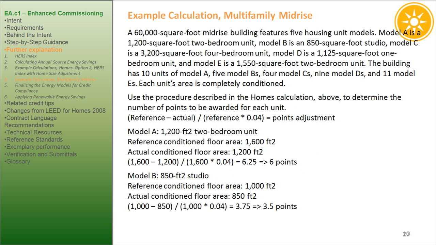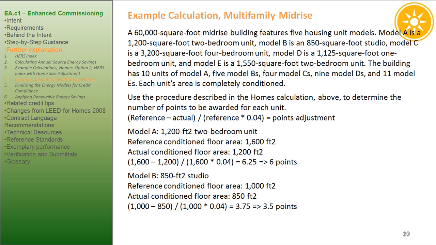Example calculation: Multifamily Midrise. A 60,000 square foot Midrise building features 5 housing unit models. Model A is a 1,200 square foot 2-bedroom unit. Model B is an 850 square foot studio, Model C is a 3,200 square foot 4-bedroom unit, Model D is a 1,125 square foot 1-bedroom unit, and Model E is a 1,550 square foot 2-bedroom unit.